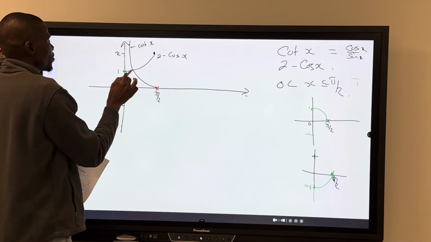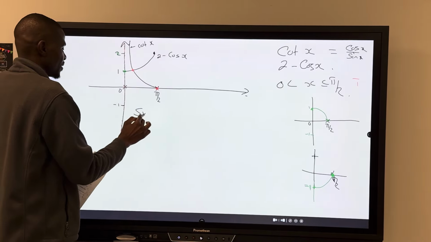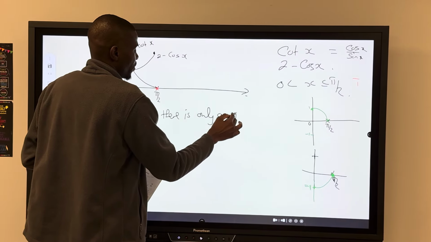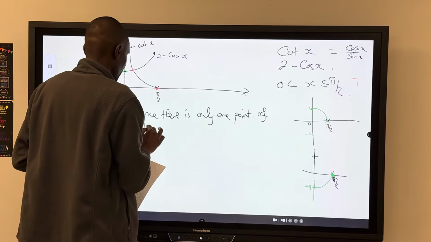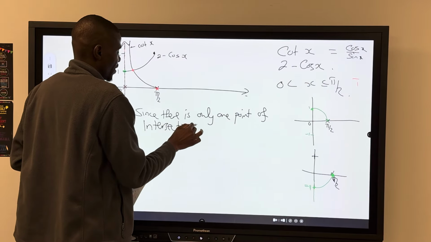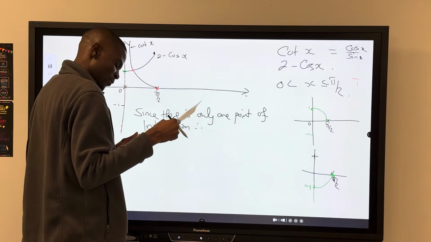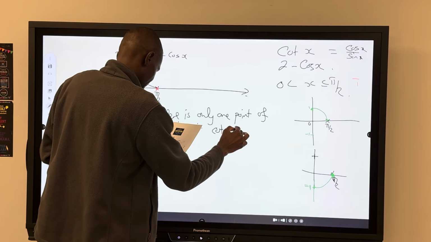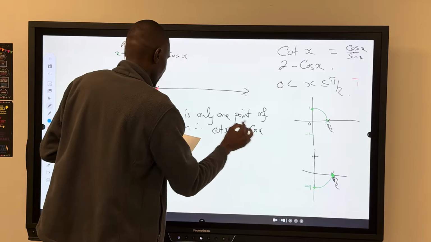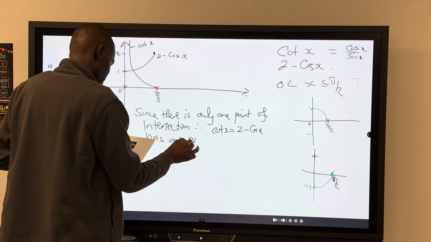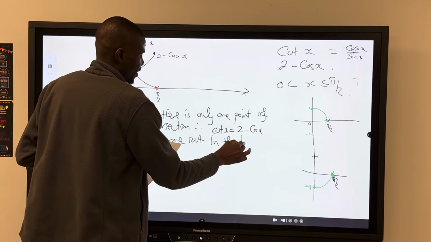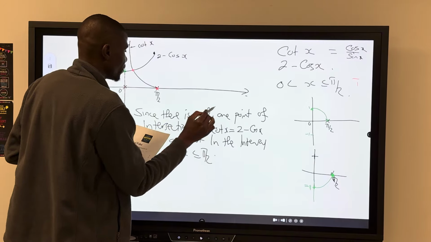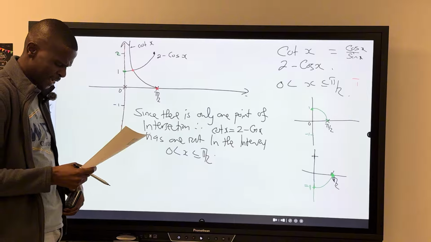And as you can see, there's only one point of intersection. Since there is only one point of intersection, therefore cot x equal to 2 minus cos x has one root in the interval 0 less than x less than or equal to pi over 2. This was the argument here, right?